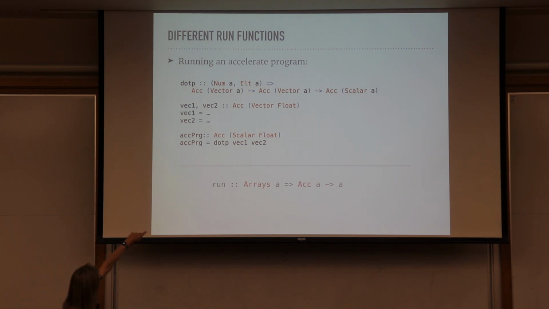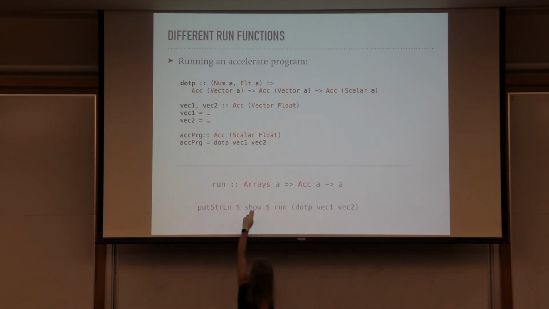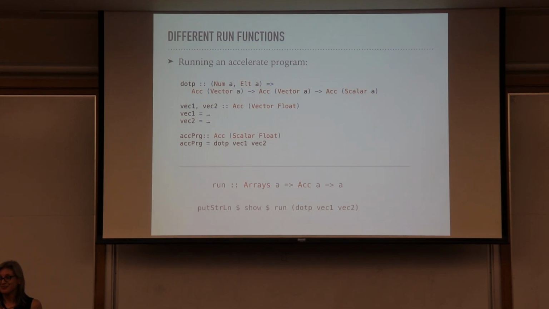For example, here my Accelerate program is dotp applied to vector 1 and vector 2, and I can use run to execute it. For example, I can run this and then show and print the result out on standard I/O. Can anyone see a problem with this? A problem performance-wise? Every time you run the same program?